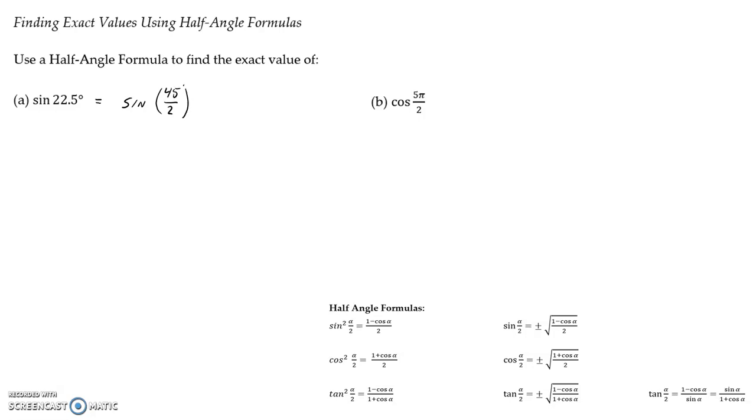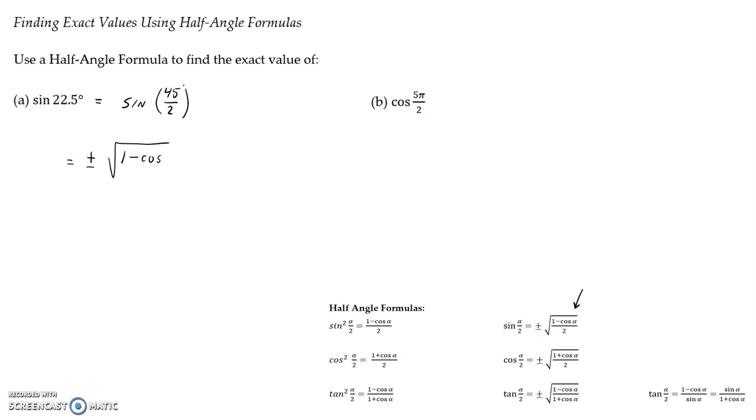And that's going to allow us to use one of our half-angle formulas. If you take a look at the bottom right-hand side of the screen, this top formula here is one that matches up with sine of an angle measure divided by 2. So let's use this formula. We know this is going to be equal to plus or minus the square root of 1 minus cosine.